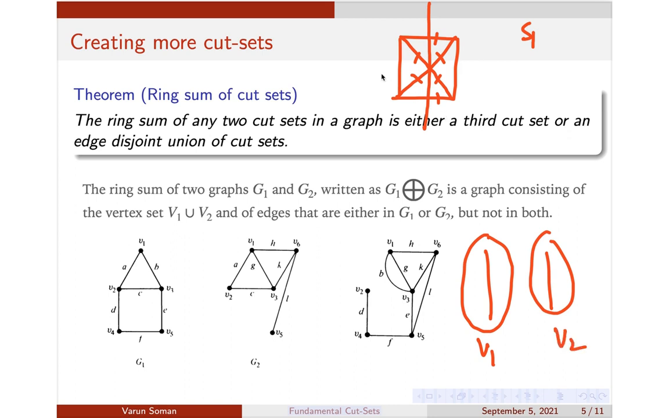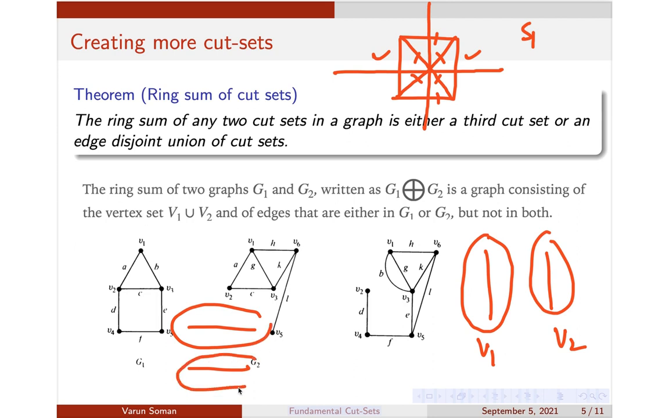Similarly, for the next cut set I am going to delete edges, so I'll be deleting this edge, these edges and this one. I'll get the corresponding graph like this, and my vertex set will be partitioned into two parts, V3 and V4. So I take two cut sets, S1 and S2. One I cut horizontally, another I cut vertically, so the vertex set is partitioned into different components, which I'll call V1, V2, V3, V4.